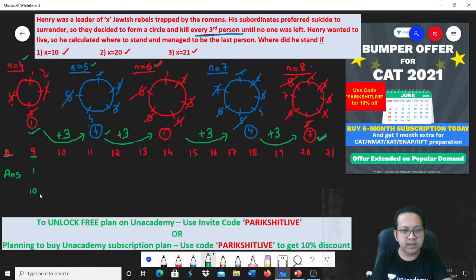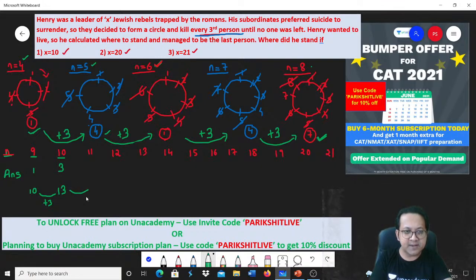Let's continue. Next answer should be plus 3. 10 plus 3, 13 should have been your answer. But the problem is, there are not 13 people, right? How many people are there? There are only 10 people. So divide your answer. Because 13 is greater than the total number of people, divide your answer. 13 by 10, remainder is 3.